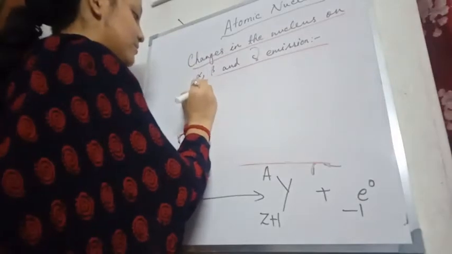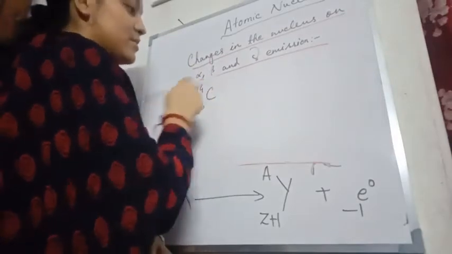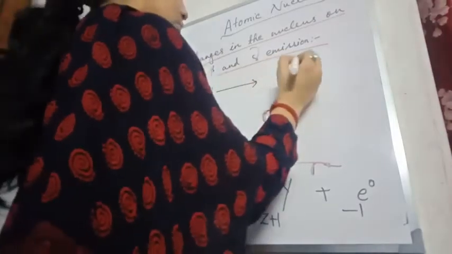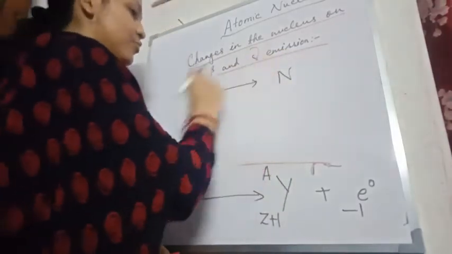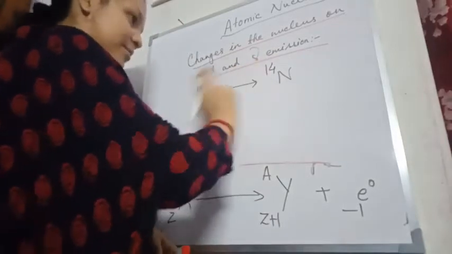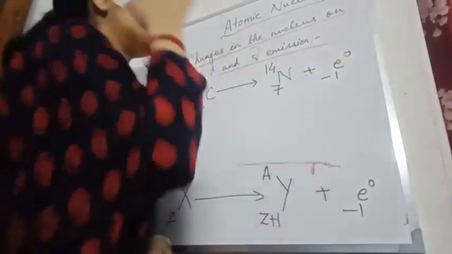Carbon 14, mass number 14, atomic number 6, will give us a new element, nitrogen 14. The mass number will remain the same. The atomic number will increase by 1 unit, that is 6 plus 1, so 7. And we are going to get a beta particle or electron.